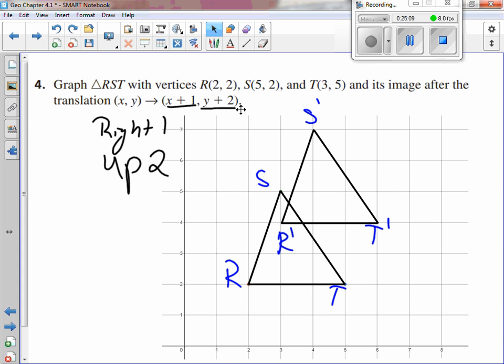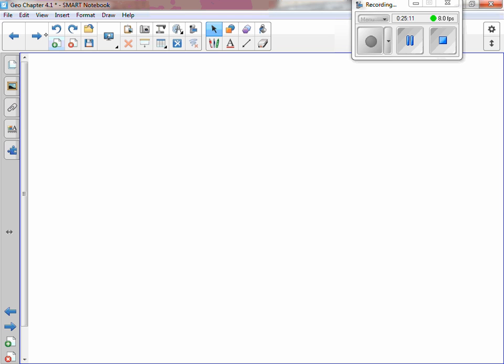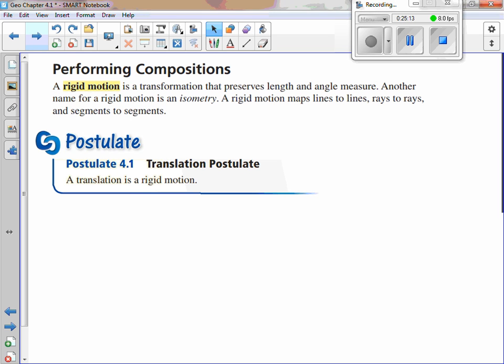Yes? What we've been doing is a rigid motion, because it preserves lengths and angle measures. We're not changing the shape. All the shapes that we had are the exact same as what we started with, yes? Our new shape and the original shape did not change in size or shape. They were congruent. Another name for a rigid motion is isometry.